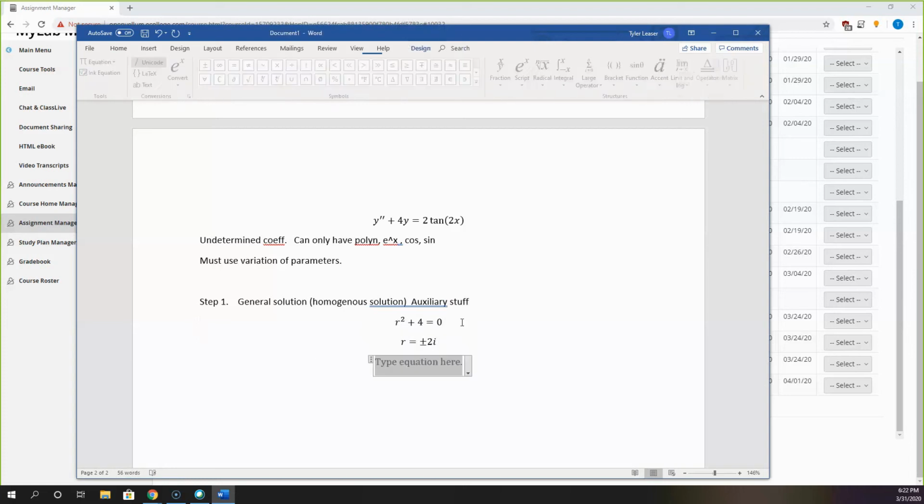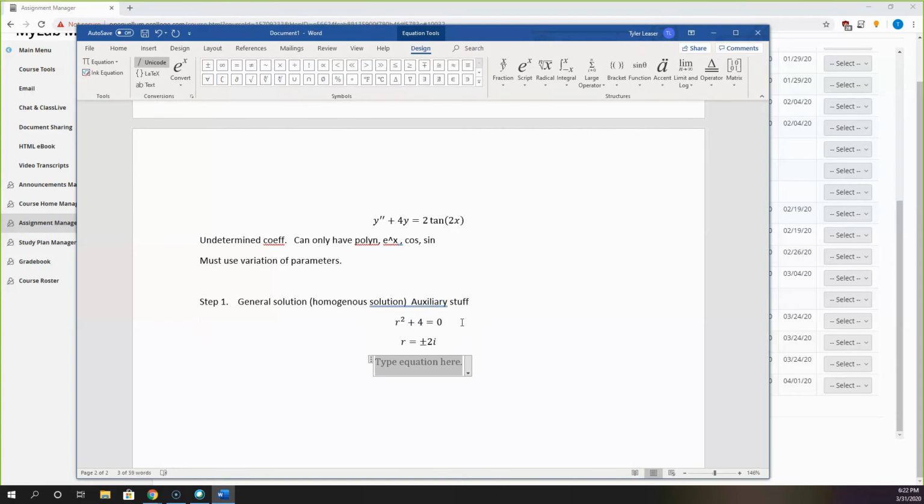Because we have complex solutions for the auxiliary, that means that our homogeneous form or general form, whatever you want to call this, is going to have the C1. Remember it's e to the alpha, cosine and sine of the beta. We do not have an alpha. Our alpha is 0, so we're not going to have an e term. So we're just going to have cosine and then the sine.